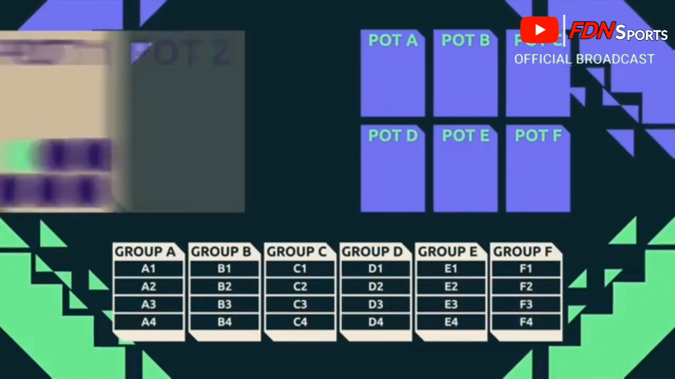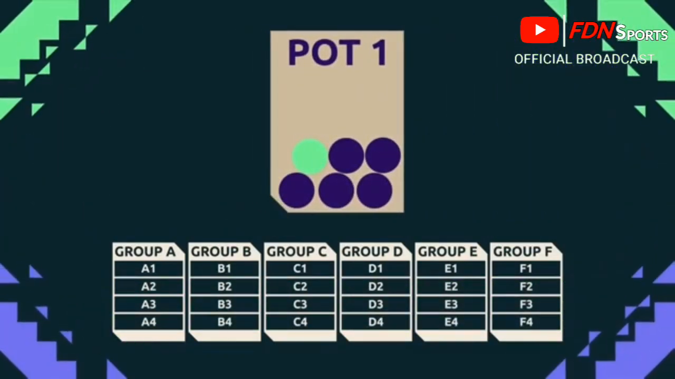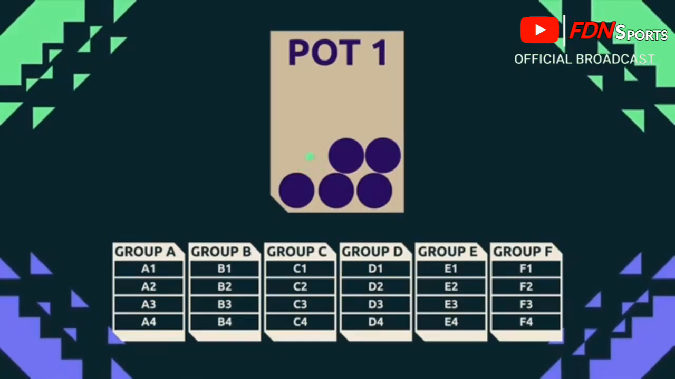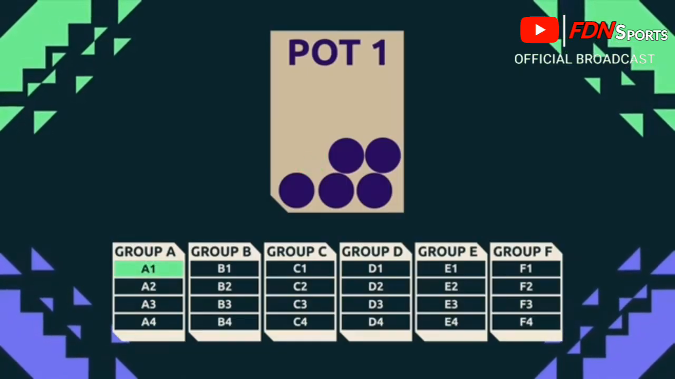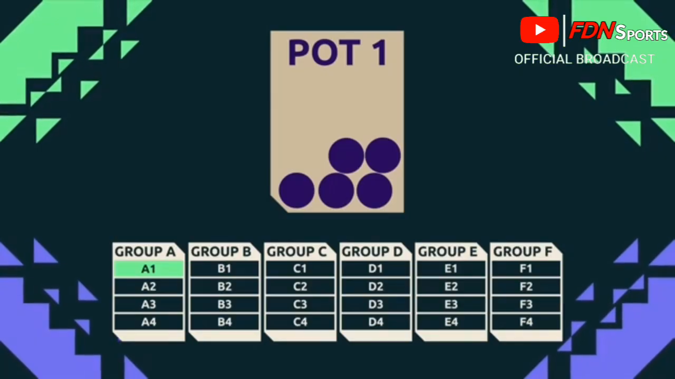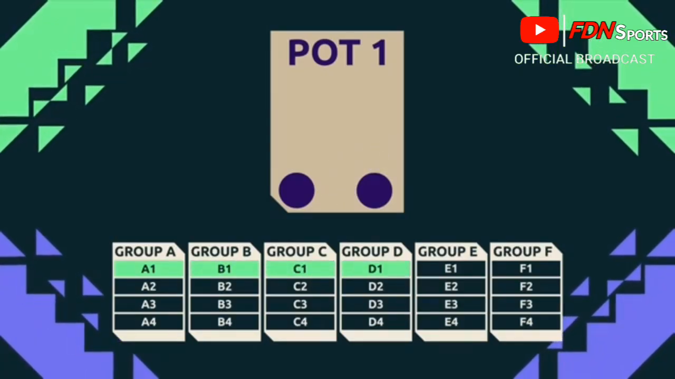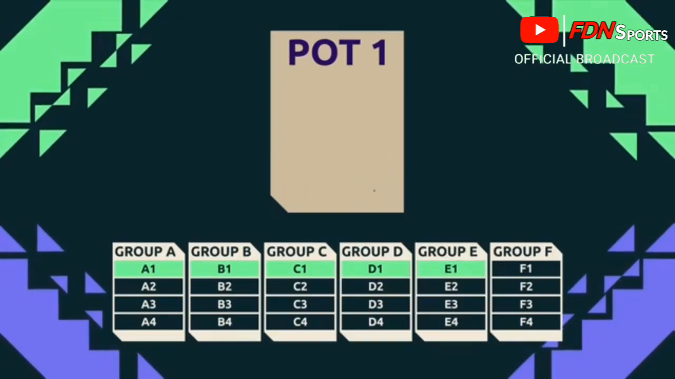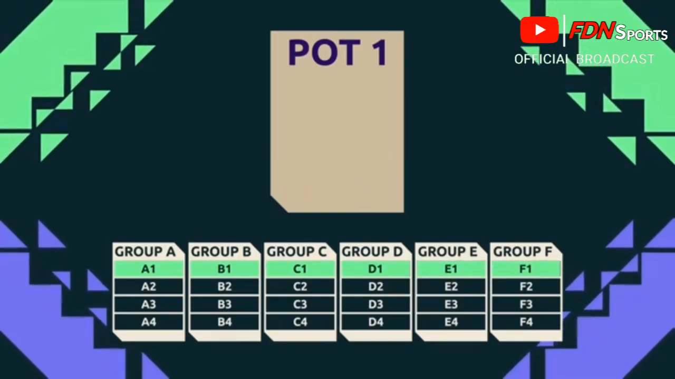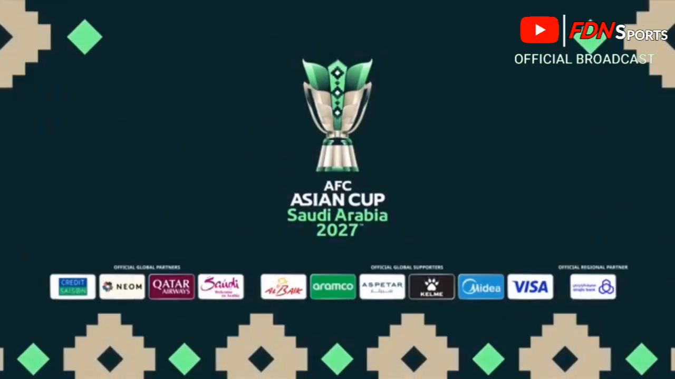For pot 1, Saudi Arabia shall be drawn first and will be identified by a different colored ball to be placed in A1. The second to 6th balls drawn from pot 1 shall be placed in positions B1, C1, D1, E1, and F1 accordingly. This shall conclude the final draw for the AFC Asian Cup Saudi Arabia 2027.